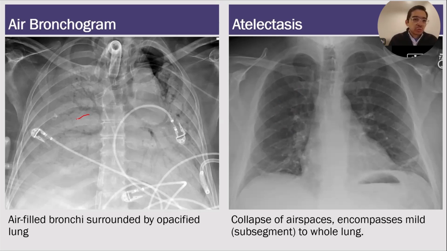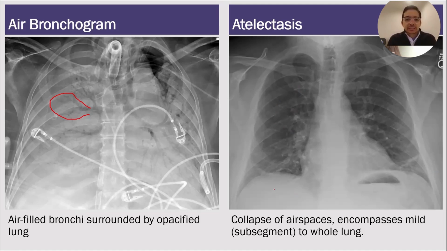But in this patient, we see the bronchi, and that's because the lung surrounding the bronchus is abnormal. It either has consolidation around it or the lung is collapsed. Usually when you see an air bronchogram, that's a sign of abnormality.